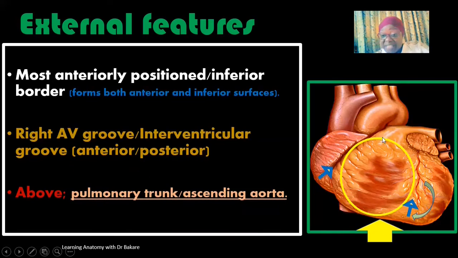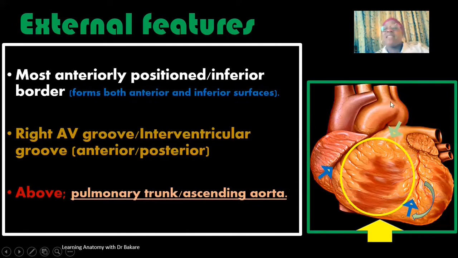Then above the right ventricle, we have the pulmonary trunk. This is the pulmonary trunk. We already said that the pulmonary trunk is located in the left upper part of the right ventricle, and this is where it is located. The aim is to allow the passage of deoxygenated blood through it for it to be delivered into the lungs. So at the upper part of the right ventricle, we see the pulmonary trunk.